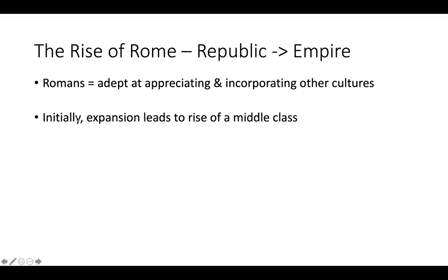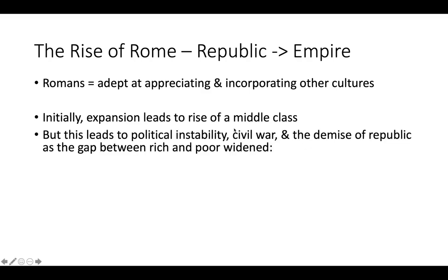Okay, so as Rome is expanding, this expansion is really, really good for the economy. It leads to the rise of a middle class. And this is true for many economies now, that as you gain more territory, there's more resources to exploit, more ways to make money for more people. So a middle class starts rising.